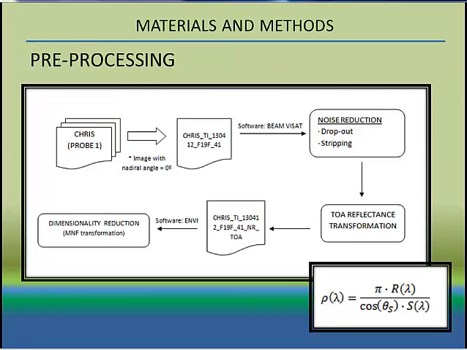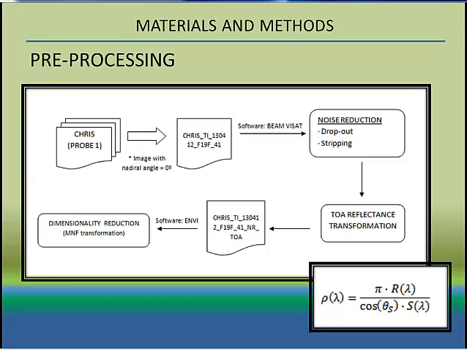First of all, we have reduced the noise, correcting the striping and dropouts in the image. Then the radiometric correction was done for obtaining top of atmosphere reflectance. The algorithm used was the one you can see in the slide. The atmospheric correction wasn't possible because the CHRIS Mode 2 image doesn't have enough information about the water vapor column. The last step of pre-processing was the dimensionality reduction using the minimum noise fraction transformation. The image used to have 18 bands, and finally, for easier working, we took just 13 bands.